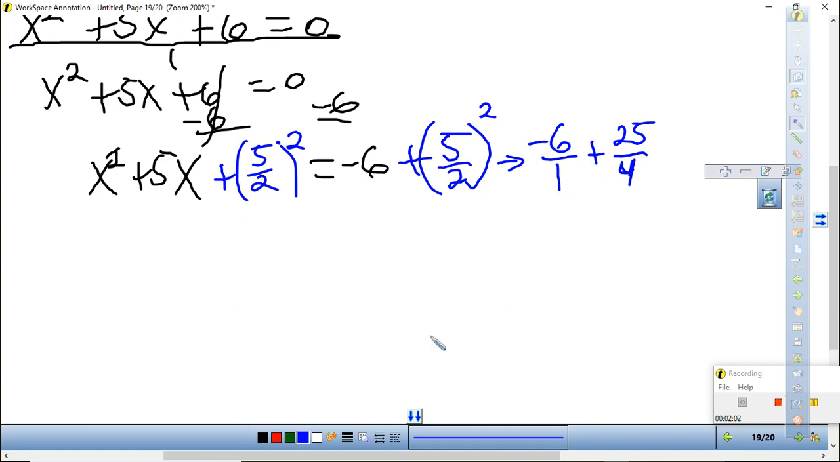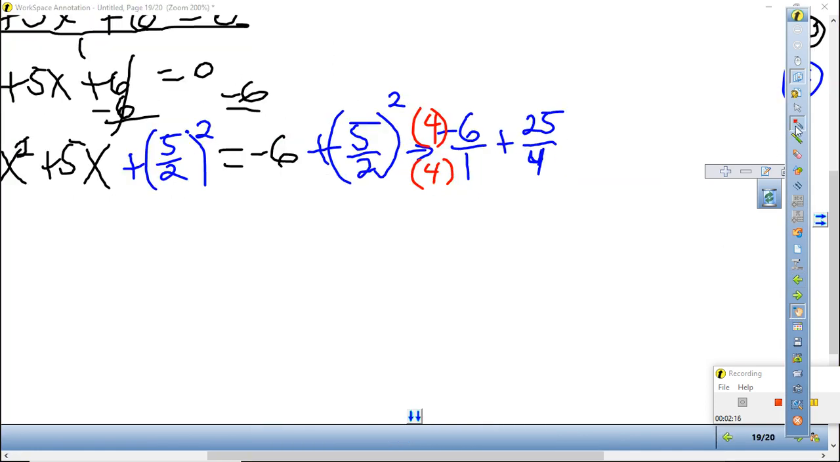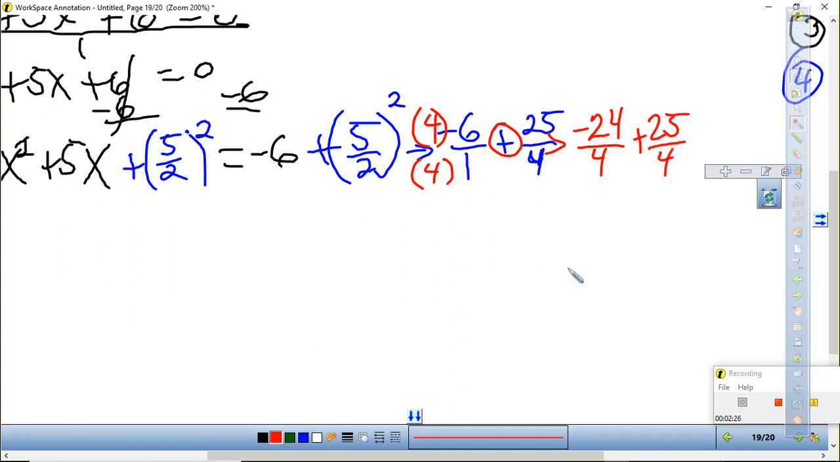What does this need to be? So that means to find a common denominator, this I need to multiply times 4, which means I need to multiply this 1 times 4. Are we there so far? All right, so that becomes negative 24 over 4 plus 25 over 4. Are we there so far? So, what is my common denominator now? 4. And what is negative 24 plus 25? 1. Are we there so far?